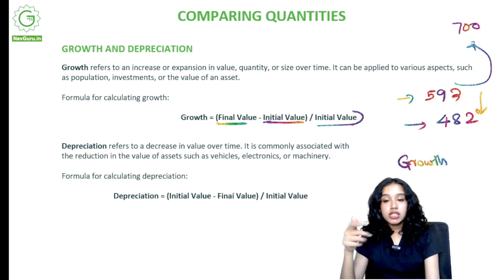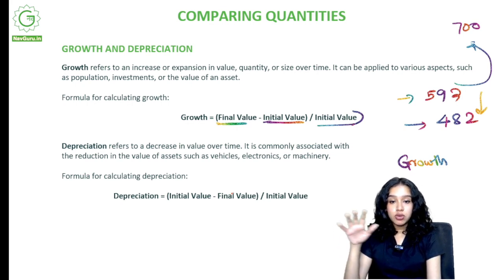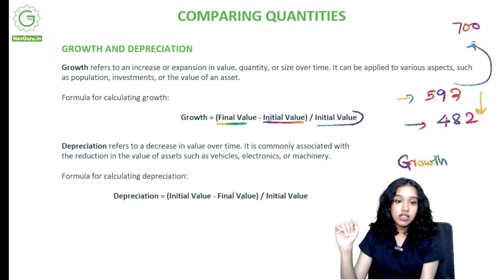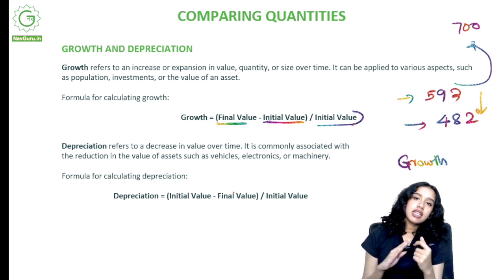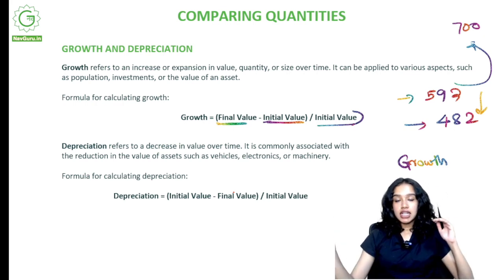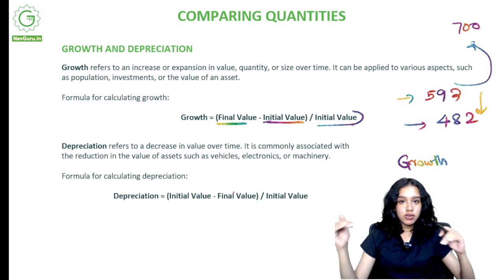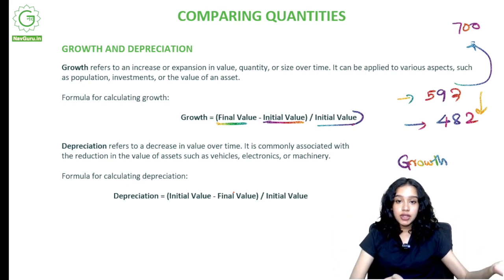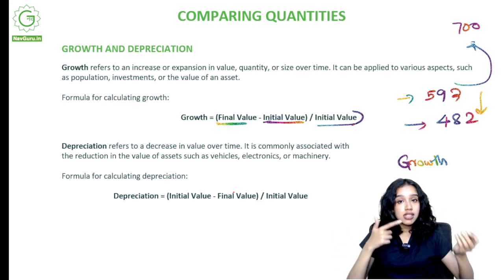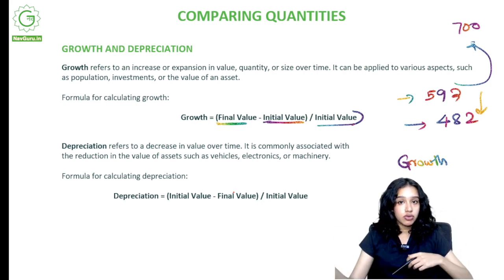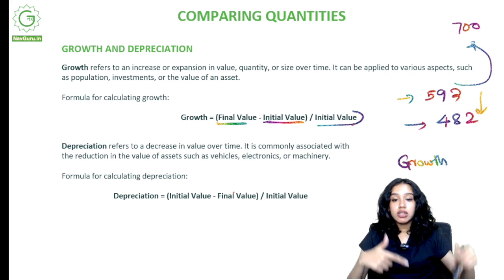Now, what is depreciation? Depreciation refers to a decrease in value over time. It is commonly associated with the reduction in the value of assets such as vehicles, electronics, machinery, etc. So basically, we have seen that we get a new car, we use it for some time, and we are going to sell it. So the value of the car decreases, right? The selling price, if we are selling it after some time, would be lesser than the cost price, or the price we bought it for, right? Now that is called depreciation.